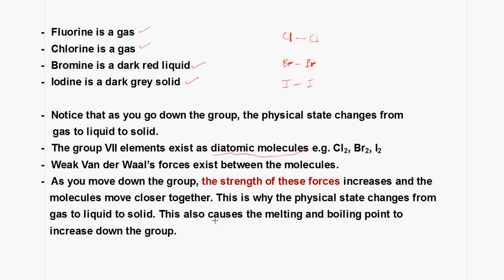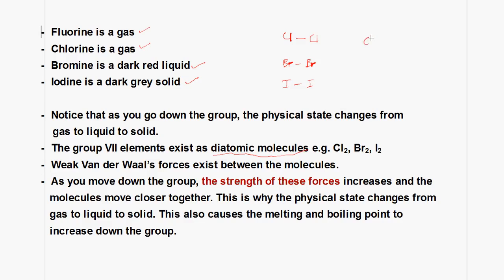So let me just recap. The group 7 elements exist as diatomic molecules. Because they exist as molecules, we have weak intermolecular forces between them, and these forces are called van der Waals forces. As we move down the group, the strength of the forces increases and brings the molecules closer together, and that is why we have a change in physical state as you go down the group, and that is why the melting point and boiling point increases down the group.